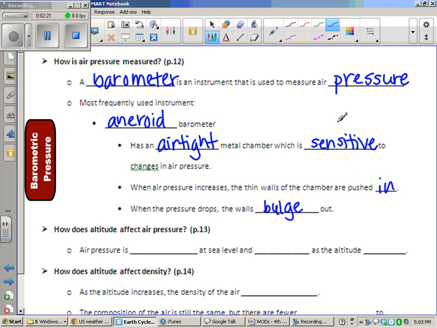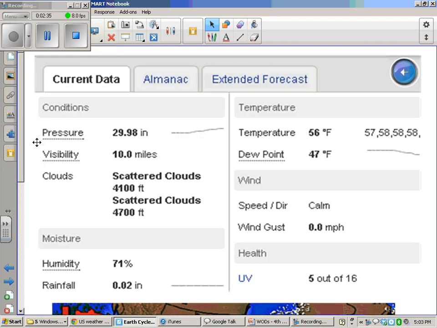So air pressure has a lot to do with the weather. So we're going to take a look at, if you're reading the weather on the Weather Channel website or any other weather website, what you could look for and what that tells you about the weather. So if you take a look here, we see it says pressure. So they're talking about air pressure. On this particular instance, it's 29.98 inches.